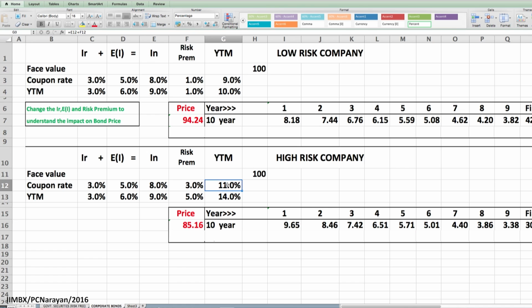I hope the distinction between the systemic change in interest rates caused by real interest rates and expected inflation, and the change in the bond price as a result of the change in the risk profile of the firms, is well understood through this example.